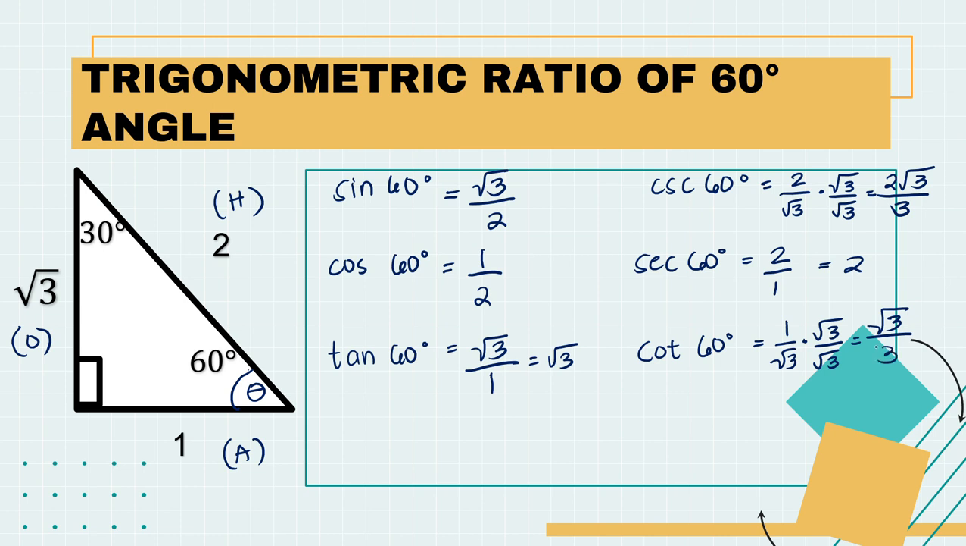Therefore, sine 60 is square root of 3 over 2, cosine 60 is 1 half, tangent 60 is square root of 3, cosecant 60 is 2 square root of 3 over 3, secant 60 degrees is 2, cotangent 60 degrees is square root of 3 over 3. And that's all for the trigonometric ratio of the special angles.